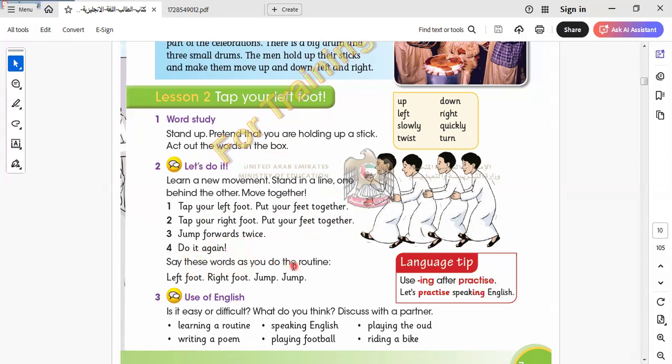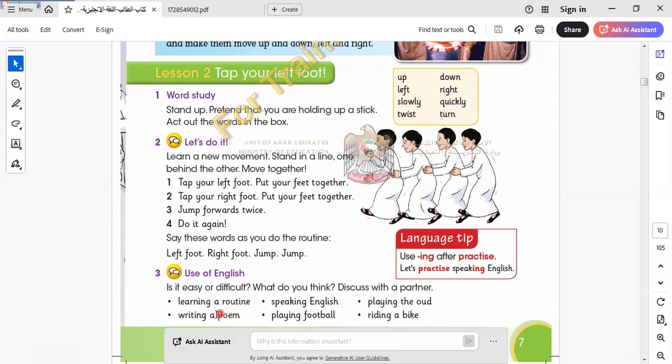Say these words as you do the routine. Left foot, right foot, jump, jump. Left foot, right foot, left foot, right foot, and jump, jump.